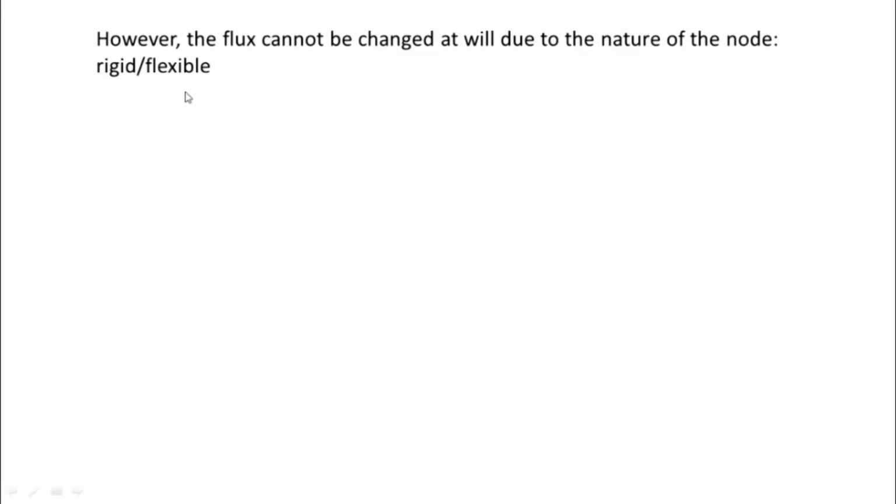This is fine, but the main reason why this is not so easy is that the flux cannot be changed at will due to the nature of the node. In all nodes, you just cannot say we'll take more carbon through this branch by cutting off the enzyme that is responsible for the other branch and so on. It will not happen. Let me very briefly tell you what it is. There are 2 kinds of nodes that are possible. It could be a rigid node or a flexible node.